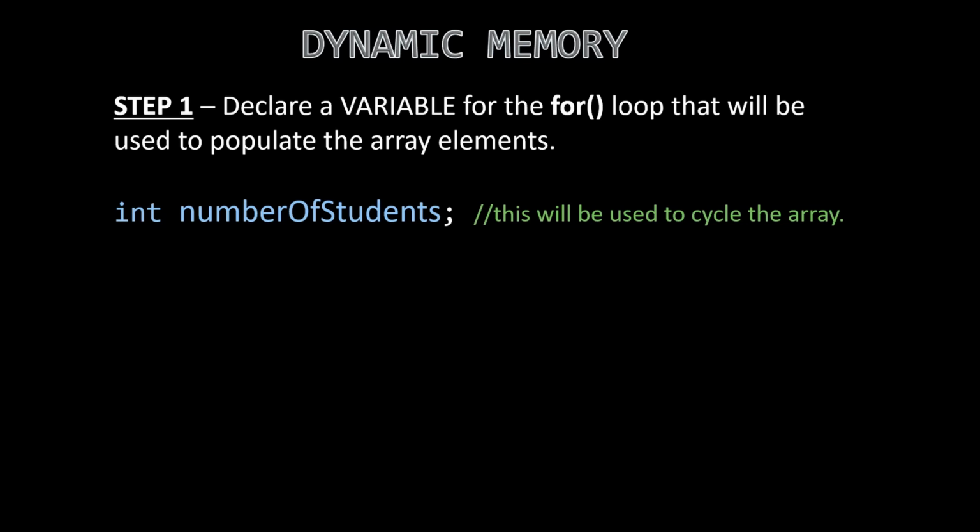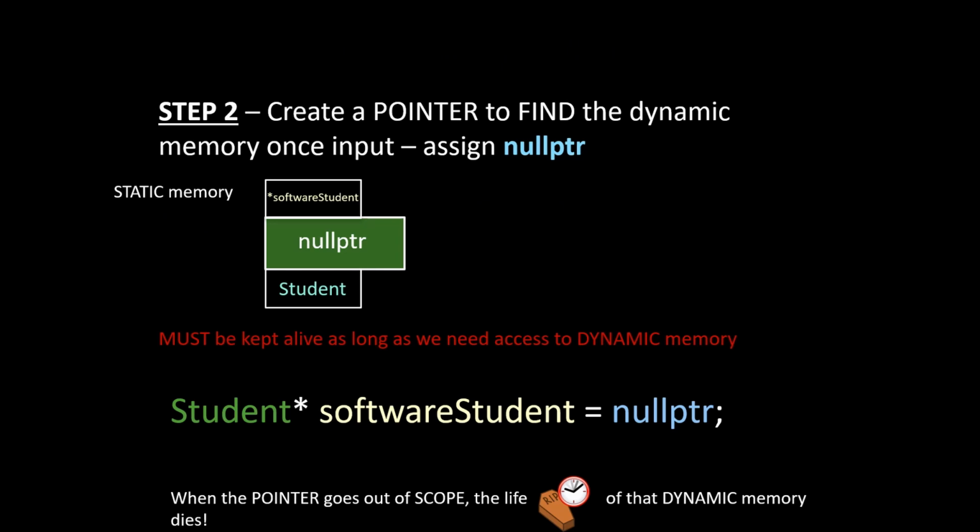Let's take some time and sequentially go through the steps in dynamic memory. So step 1 is declare a variable for the for loop that will be used to populate the array elements. And in this case, int number of students. Step 2 is create a pointer to find the dynamic memory once input, and then assign it a null pointer. This is something that happens in your static memory. This must be kept alive as long as we need access to dynamic memory. So initially we're looking at student, software student equals null pointer as a pointer.